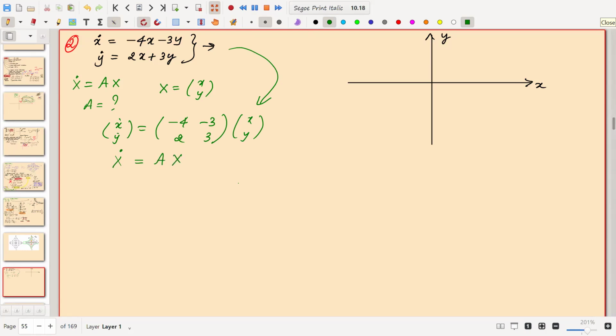We understood that the solution vector x is nothing but v e to the power lambda t, right? That was our solution. So therefore we have to find the eigenvalue and eigenvector of A. If A is this, what are the eigenvalues and eigenvectors? Lambda 1, lambda 2, v1, v2.